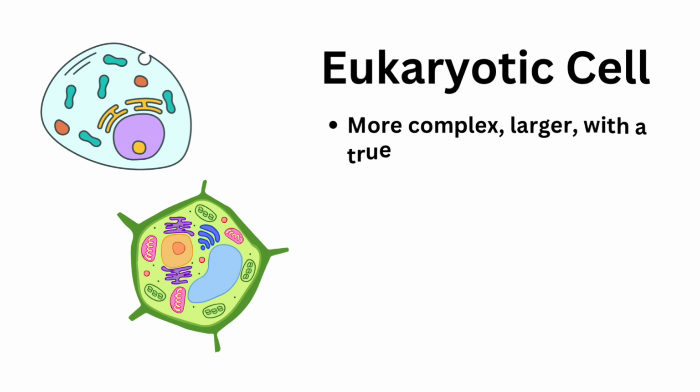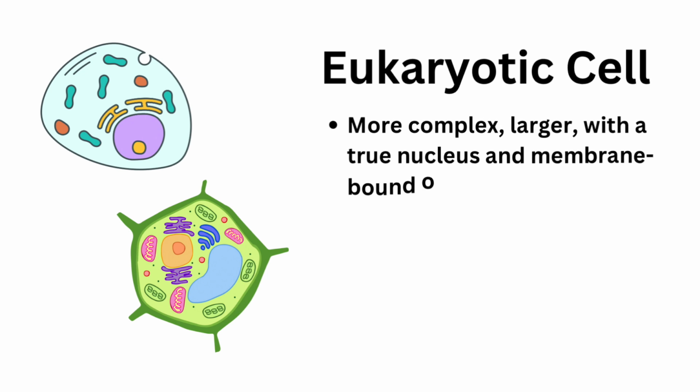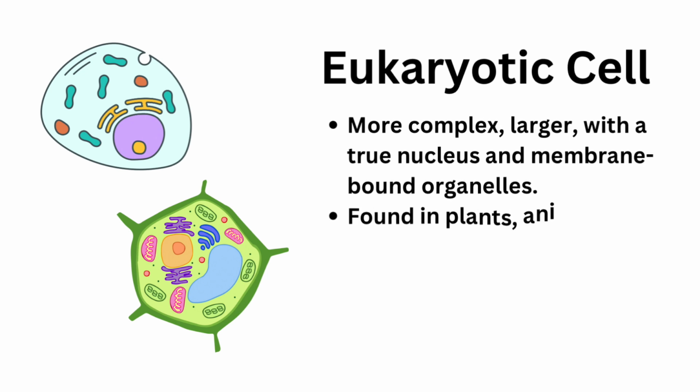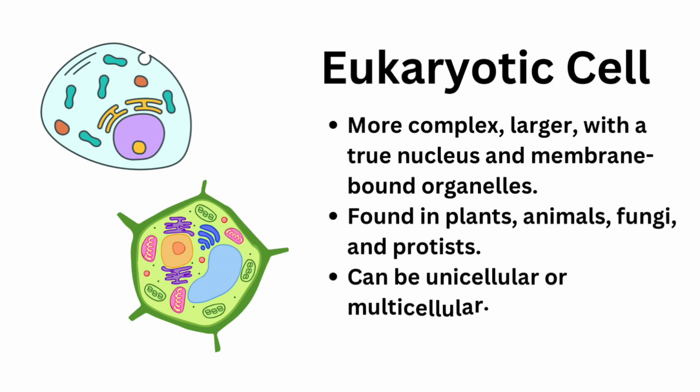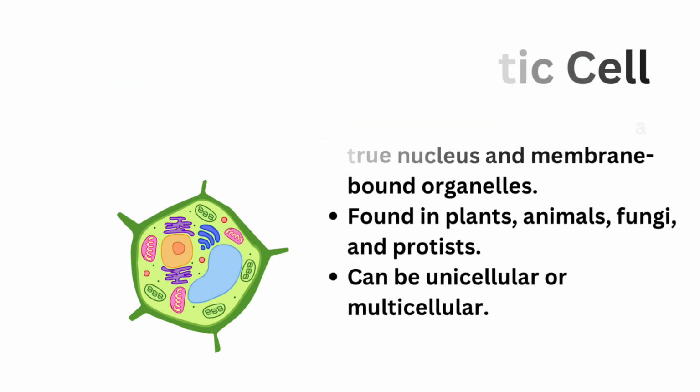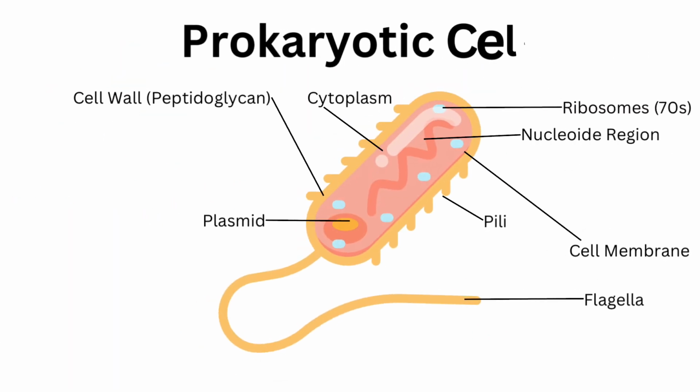The eukaryotic cells that we were introduced to in the previous episode are more complex and larger, with a true nucleus and membrane-bound organelles. They are found in plants, animals, fungi, and protists. They can be unicellular or multicellular. Now, let's move on to the structure and function of organelles. We'll start first with the prokaryotic cells.